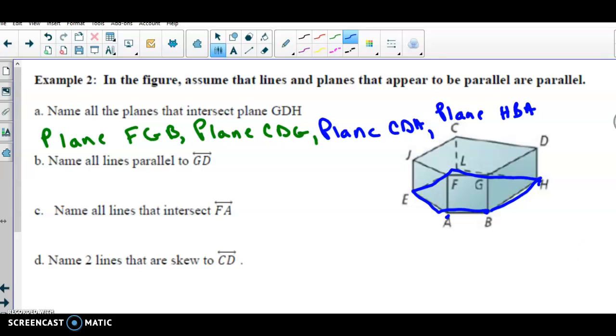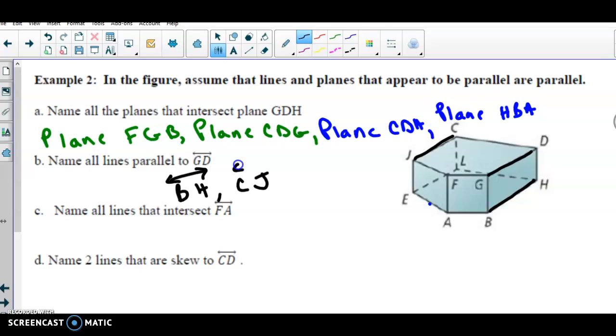All right, we want some lines parallel to GD. Okay, so here's GD. So we're looking for all of the lines that go in the same direction. Well, BH will be, and CJ, and this one down here, EL. And remember, it could be EL, LE, order doesn't matter in lines.